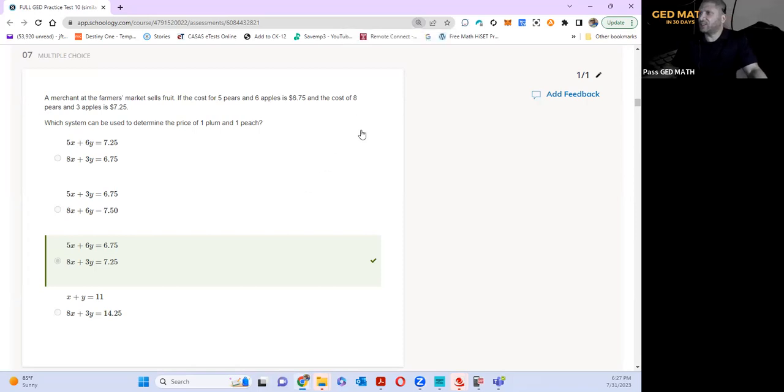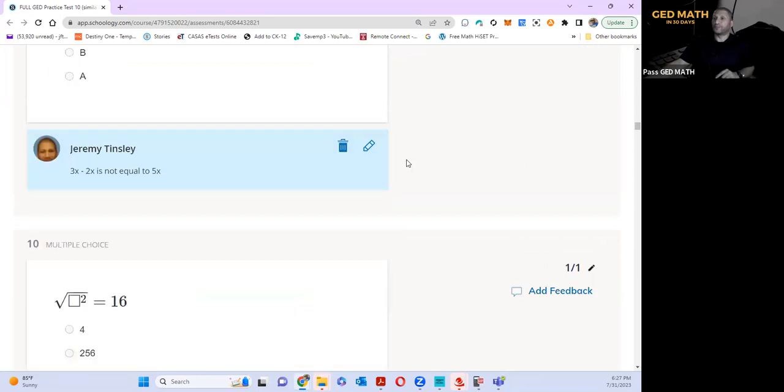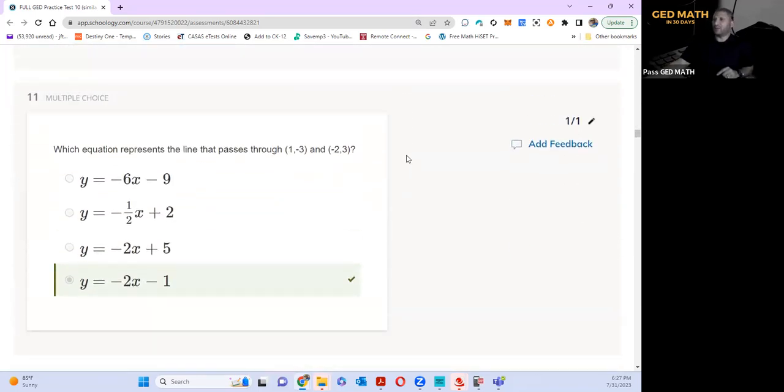We did system of equations last week. Anything else? What's the next question? Anything we have hit? Okay, let's do this.